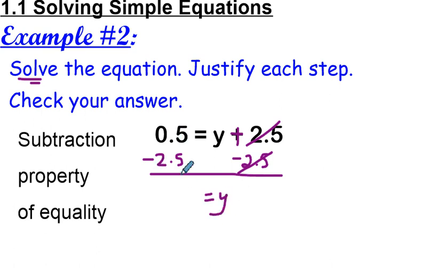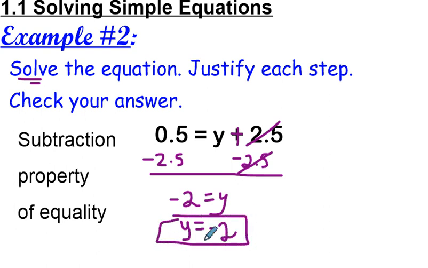So 0.5 minus 2.5 is negative 2 equals, and now y is by itself. And the conventional way of showing your answer is to put the variable on the left-hand side, so I'll say y equals negative 2. There's my answer. Circle that. And again, justifying my step, I'm using the subtraction property of equality. That is my justification for doing this step. And also checking my answer. I'll just double check my answer real quick here.